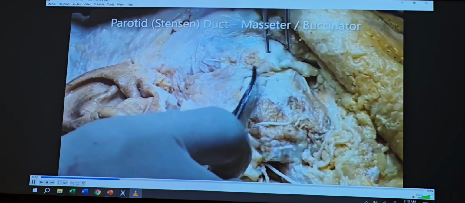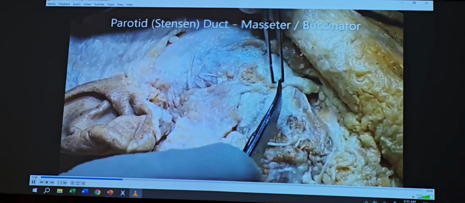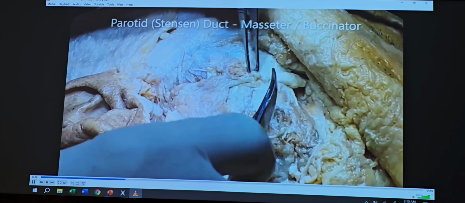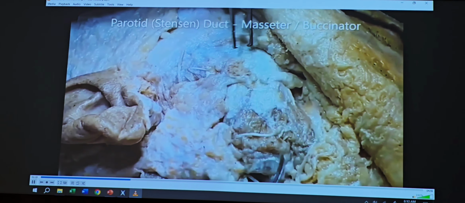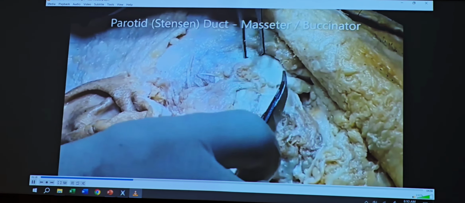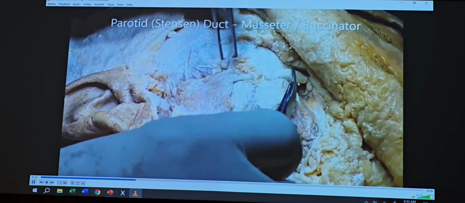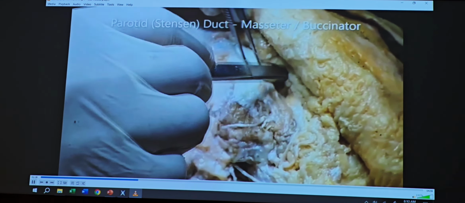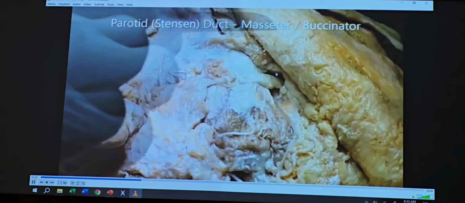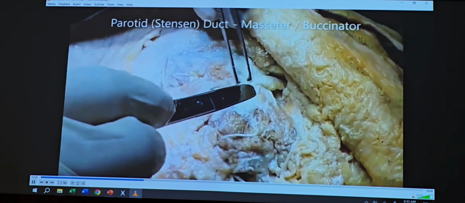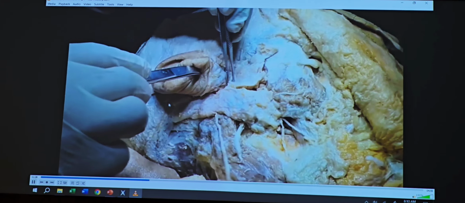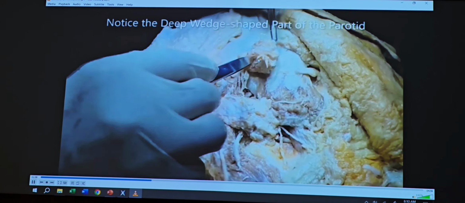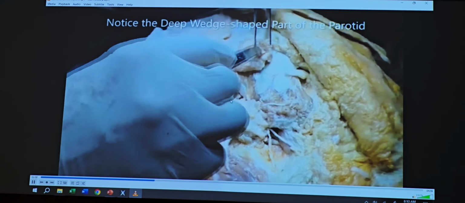Here you see the Stensen's duct. The landmark for this is the lower border of the tragus connecting to the philtrum or the lip. And this one takes an acute angle at the anterior border of the masseter, pierces the buccinator, and enters the oral cavity at the level of the upper second molar. And once the gland is divided, you can see the structures within it.